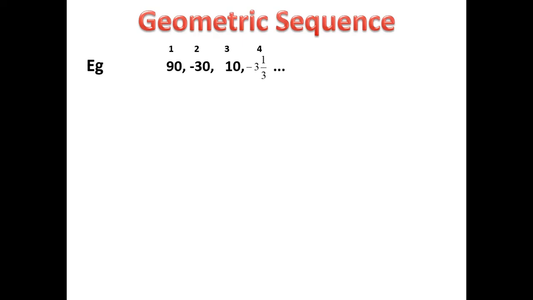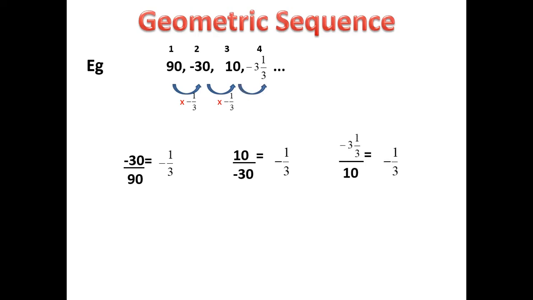Okay, another example. If I have a sequence 90, negative 30, 10, negative 3 and 1/3, and so on, is this a geometric sequence? Let us get the ratio first. Negative 30 divided by 90 is equal to negative 1/3. Then 10 divided by negative 30 is equal to negative 1/3. And also negative 3 and 1/3 divided by 10 is equal to negative 1/3.